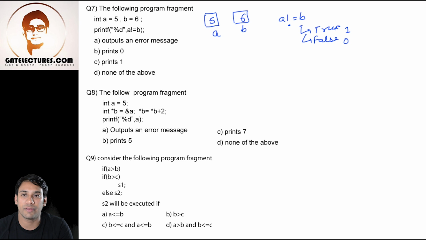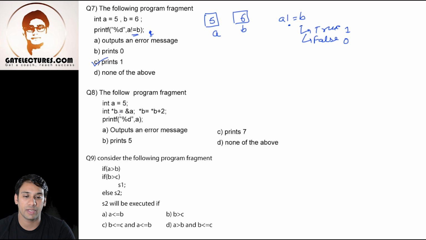Now the value of variable A is 5 and the value stored in the variable B is 6, right? So when I am doing A is not equal to B, that means I am comparing their values. If their values are not equal, then this is going to give me 1, that means true. If their values are equal, then this is going to give me false, that is 0. Here their values are not equal, therefore this is going to return 1, and I am printing the value 1. So option C is correct. Okay. So now check out the next program fragment.